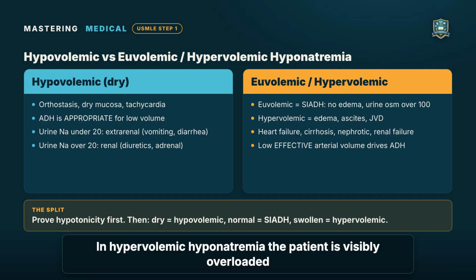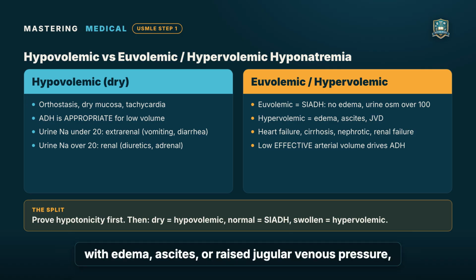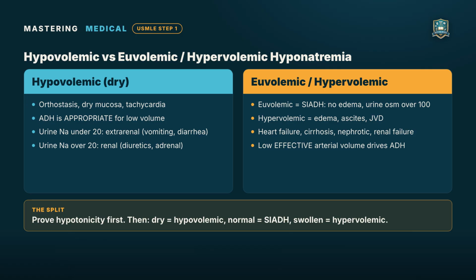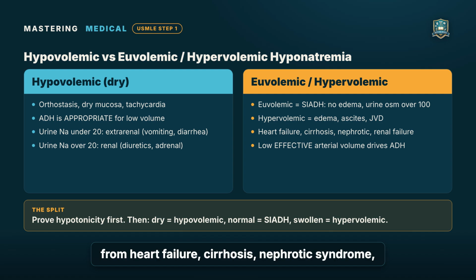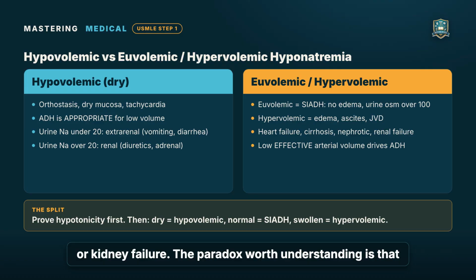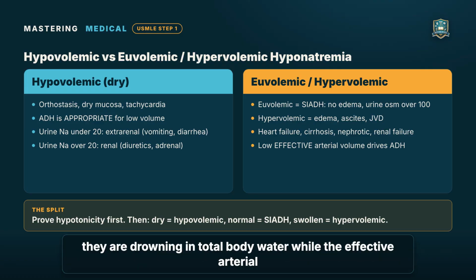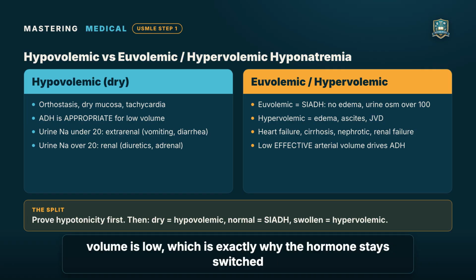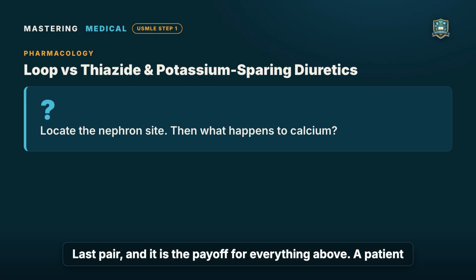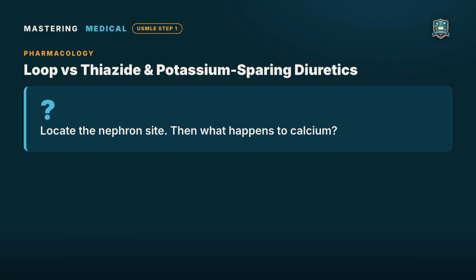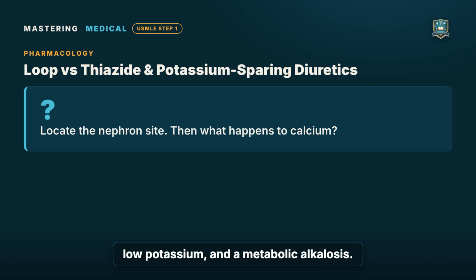In hypervolemic hyponatremia, the patient is visibly overloaded with edema, ascites, or raised jugular venous pressure from heart failure, cirrhosis, nephrotic syndrome, or kidney failure. The paradox worth understanding is that they are drowning in total body water while the effective arterial volume is low, which is exactly why the hormone stays switched on. Last pair, and it is the payoff for everything above. A patient in pulmonary edema gets furosemide and later has tinnitus, low potassium, and a metabolic alkalosis.